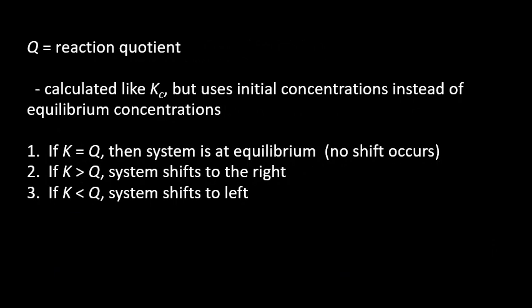After calculating the value of Q, we can compare that value with the equilibrium constant K. If K is equal to Q, then the system is at equilibrium, and no shift occurs. If K is greater than Q, the system shifts to the right, that means product favored. And if K is less than Q, the system shifts to the left, that means it is reactant favored. Let's see some examples.